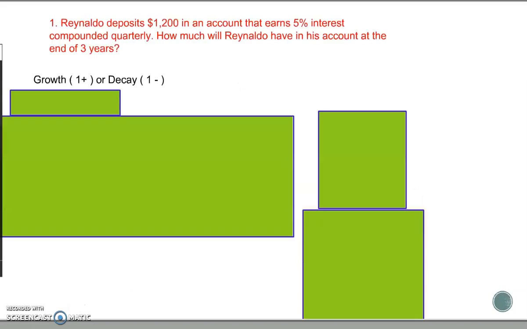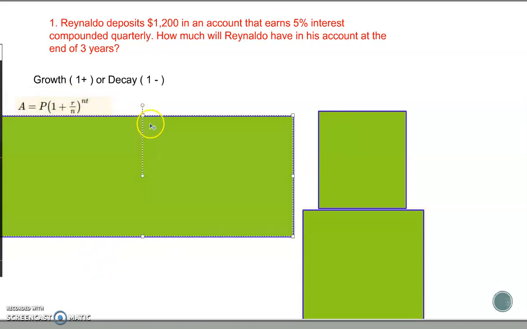Okay, let's try another example here. Ronaldo deposits $1,200 in an account that earns 5% interest, compounded quarterly. How much will Ronaldo have in his account at the end of 3 years? You first need to decide, is this a growth? Am I adding money, or is it a decay? Well, since we're adding interest, we know it is a growth. So there's our formula there.